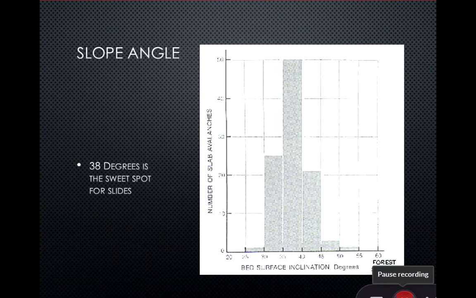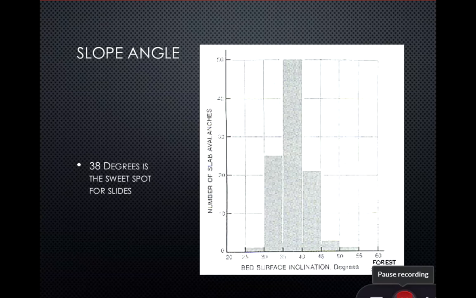So slope angle is a huge part of how we define avalanche terrain, how we know we can avoid avalanche terrain, and slope angle is how steep the slope is that the snow is sitting upon. Generally speaking, 25 to 60 degrees is what is broadly termed avalanche terrain, but more specifically 30 to 45 degrees is really what we're concerned about for slab avalanches for the most part.